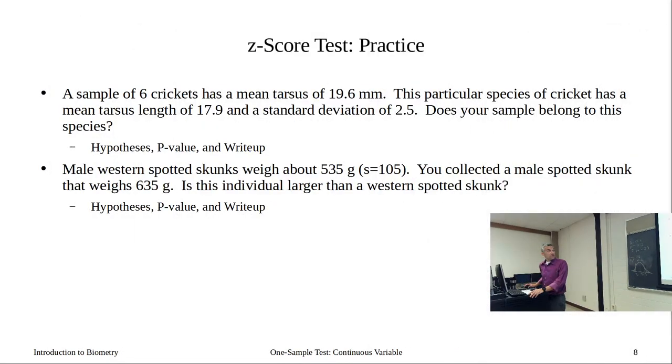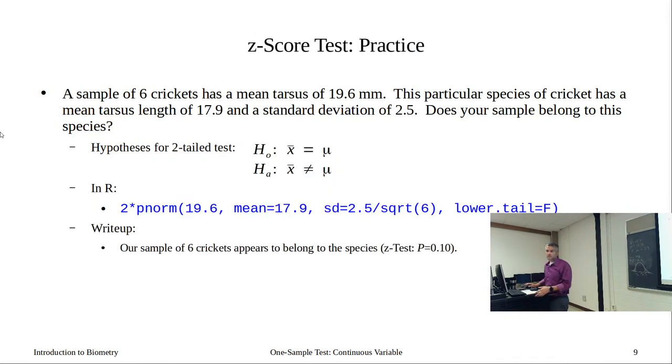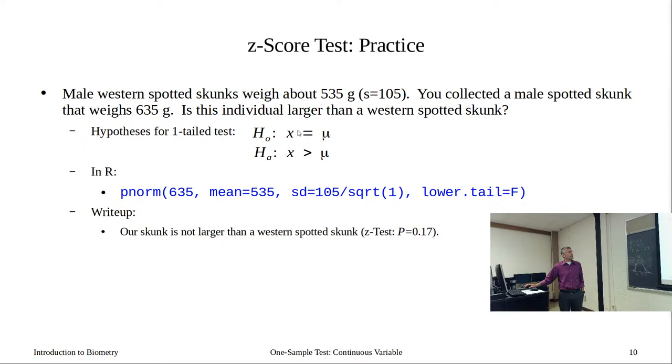And I have that in our handouts. So you can see I actually included our null and alternate hypotheses, code for the R, and then I did another write-up. Same type of deal. It's our conclusion and interpretation based on the p-value, our test is a z-test, and our p-value itself. Same thing here, again. Note I did x is equal to mu and x is greater than mu. It's still x bar, but we're working with a sample of size 1. And we still divided by the square root of 1.